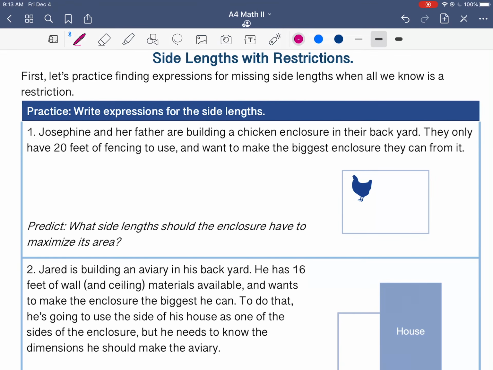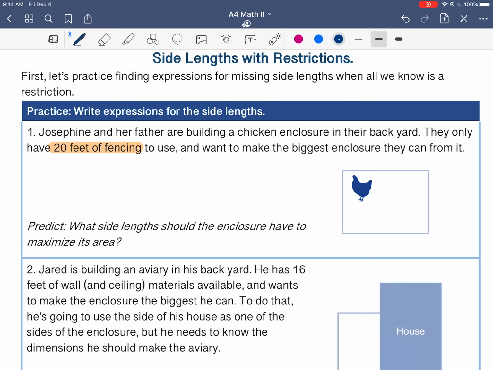So we're going to read this first problem. Josephine and her father are building a chicken enclosure in their backyard. They only have 20 feet of fencing to use and want to make it the biggest enclosure they can from it. So what we're focusing on here is that they only have 20 feet of fencing. That is our restriction. So we are going to use that restriction to write expressions for the side lengths of this enclosure.